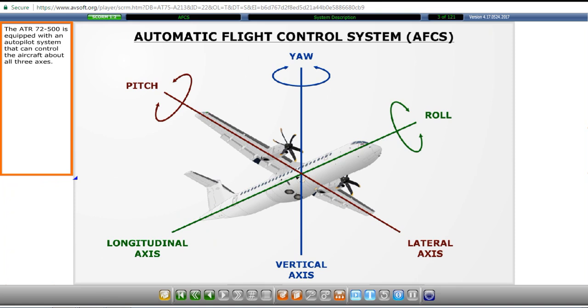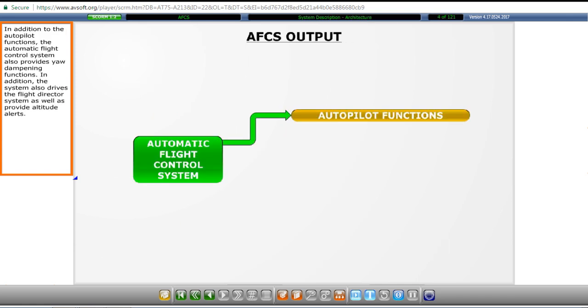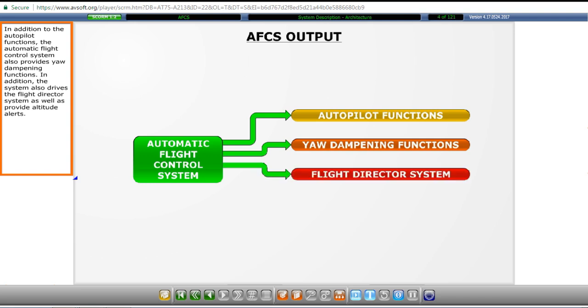The ATR 72-500 is equipped with an autopilot system that can control the aircraft about all three axes. In addition to the autopilot functions, the automatic flight control system also provides yaw dampening functions. In addition, the system also drives the flight director system as well as provides altitude alerts.